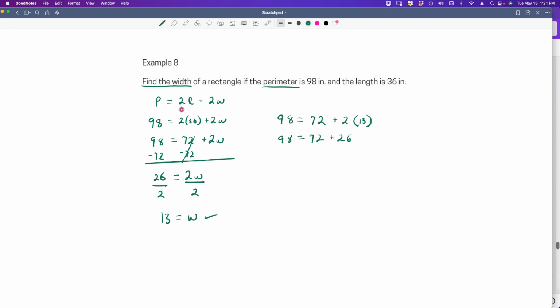So again, perimeter is 2 times the length plus 2 times the width. We undid it and solved for width.